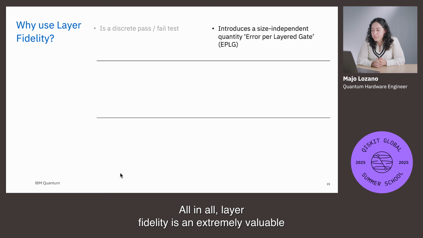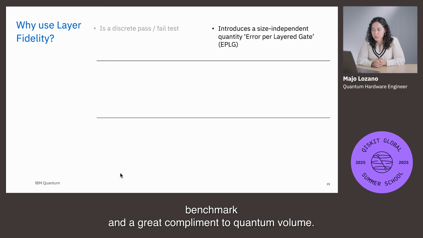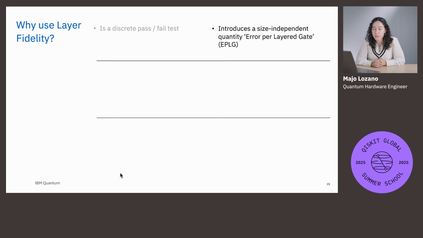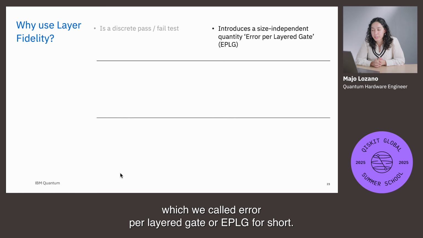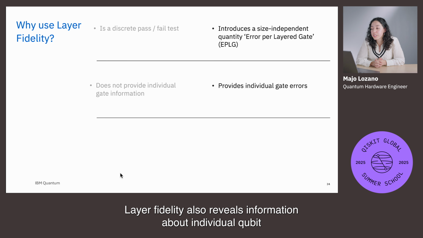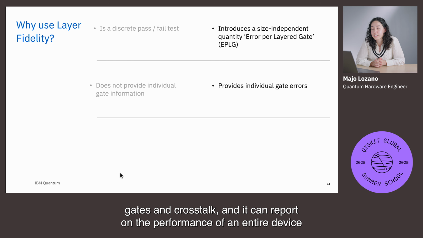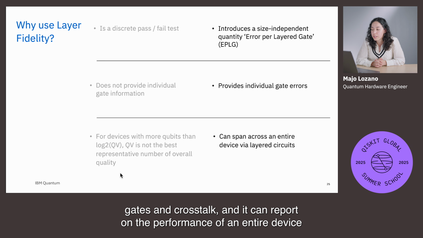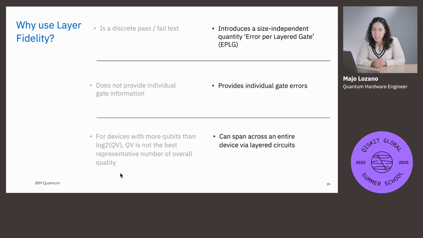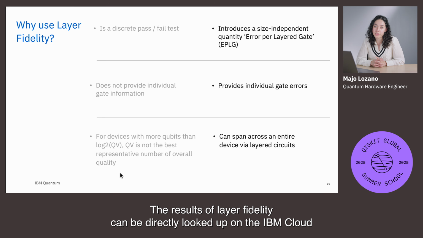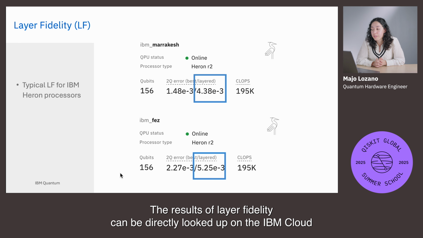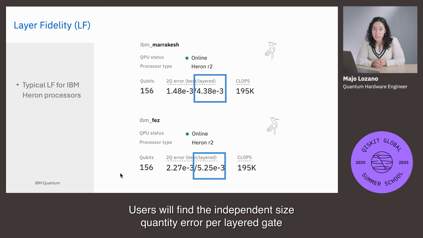All in all, layer fidelity is an extremely valuable benchmark and a great complement to quantum volume. It captures device-wide performance with a single size-independent quality, which we called error per layer gate, or EPLG for short. Layer fidelity also reveals information about individual qubit, gates, and crosstalk. And it can report on the performance of an entire device, rather than reporting on a smaller subset of high-performing qubits. The results of layer fidelity can be directly looked up on the IBM Cloud platform.